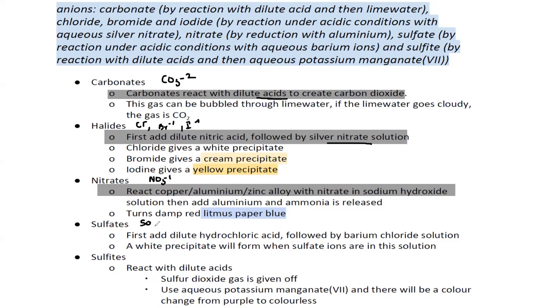For sulfate ion, how do we do the test? We add hydrochloric acid followed by barium chloride, so it will give a white PPT. And for sulfite, sulfite means SO3, what we do, we react with dilute acid. As a result, when it reacts with dilute acid, it gives off gas which will turn potassium manganate from purple to colorless. So now there's a video related to this.